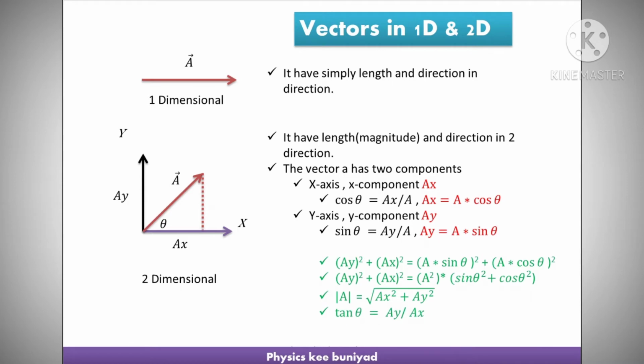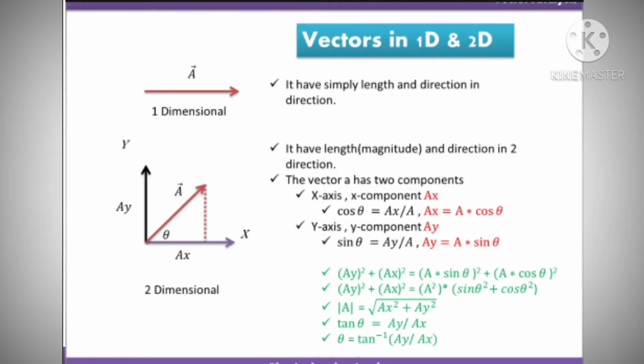Now if we divide these two components, we get tan theta equal to ay by ax, and from this we can calculate theta, which gives theta equal to tan inverse of ay divided by ax, and this theta gives the direction of the vector.